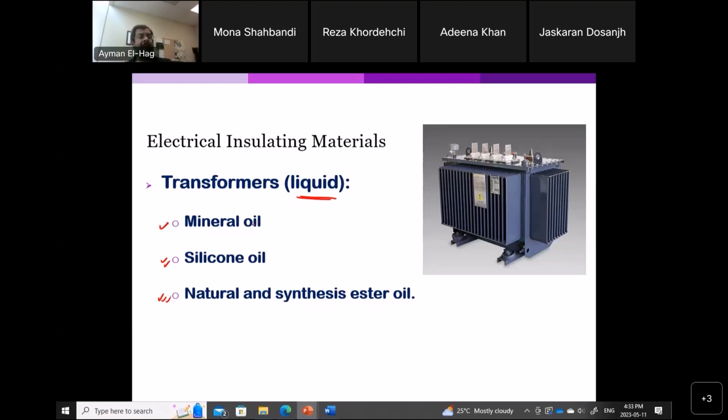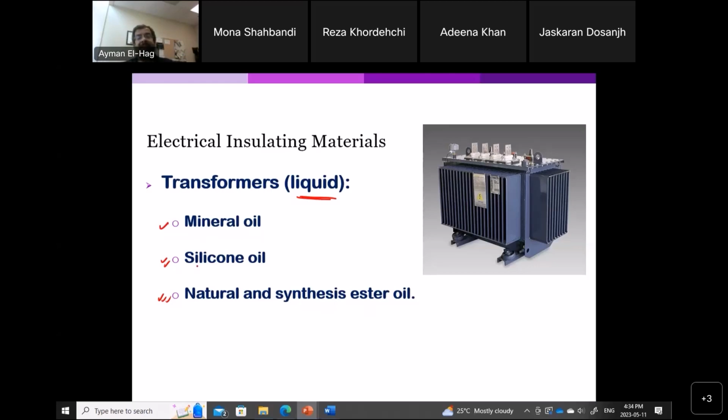However, one of the major issues with mineral oil is, first, it comes from crude oil, and at a certain time we know that this material will vanish, so we need to have a replacement. Second, it's flammable. At a certain temperature the oil can catch fire, which can be very catastrophic, especially in a high-rise building or close to critical loads like hospitals or schools. So these are some limitations of mineral oil.